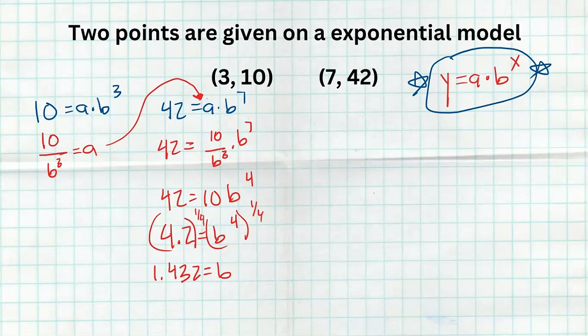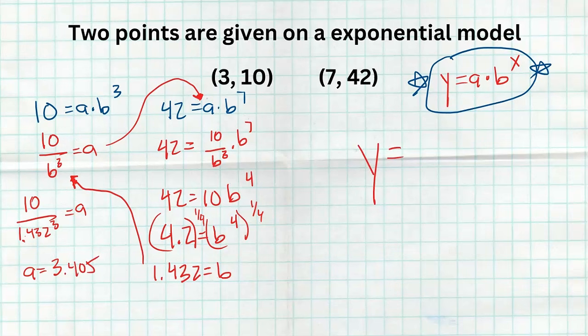So now that I know my b value, I'm going to come back up here and plug it in to find a. So I get 10 divided by 1.432 cubed equals a. Grab a calculator and do that math. Definitely going to need a calculator on this section. On that second FRQ, you will be allowed to use a calculator. So I get an a value of 3.405.